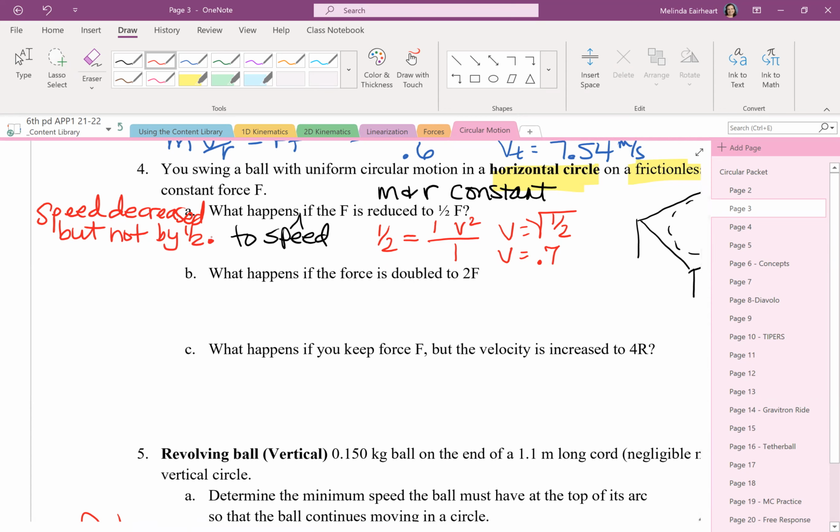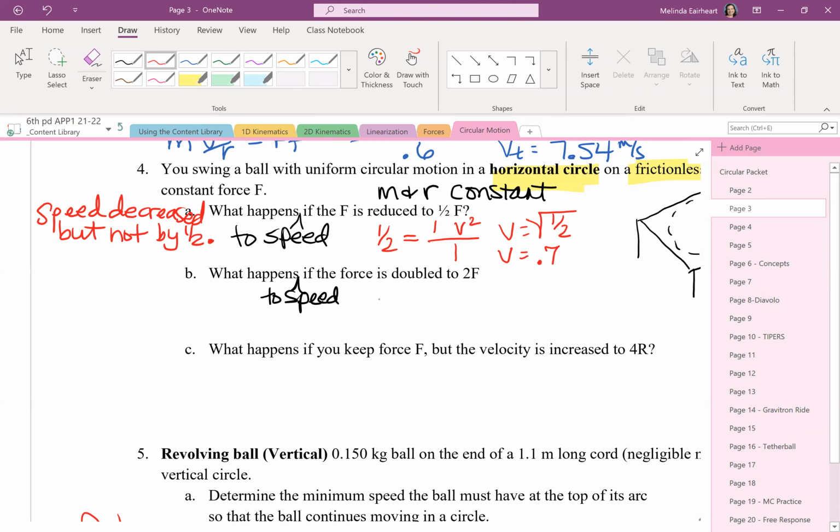Okay, reset your mind. We're back to the original. 1 times 1 squared over 1 is 1. 1, 1, 1, 1, 1, right? Okay. Now what happens to the speed if the force is doubled? Again, mass and radius got to stay the same, one change at a time.